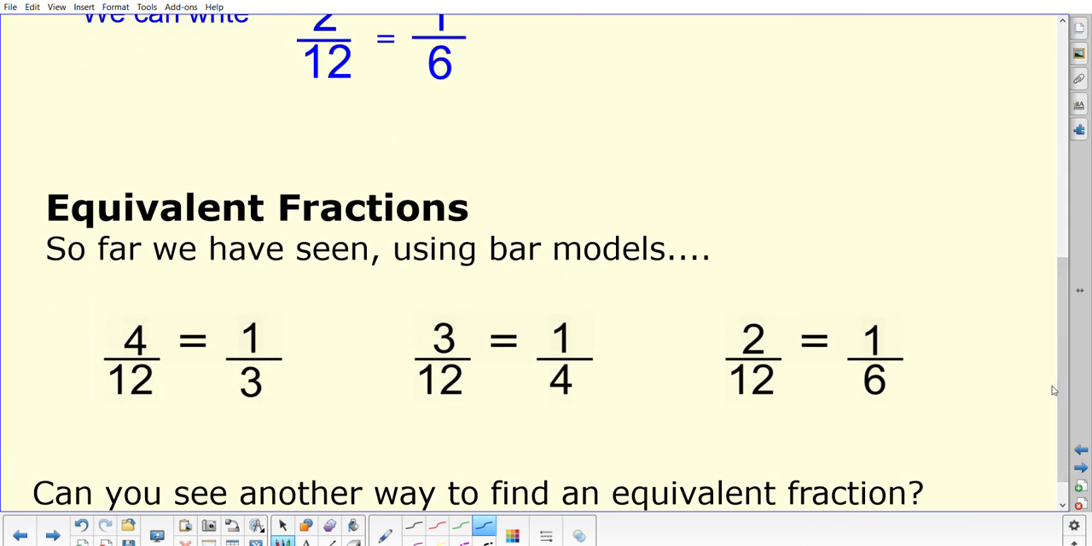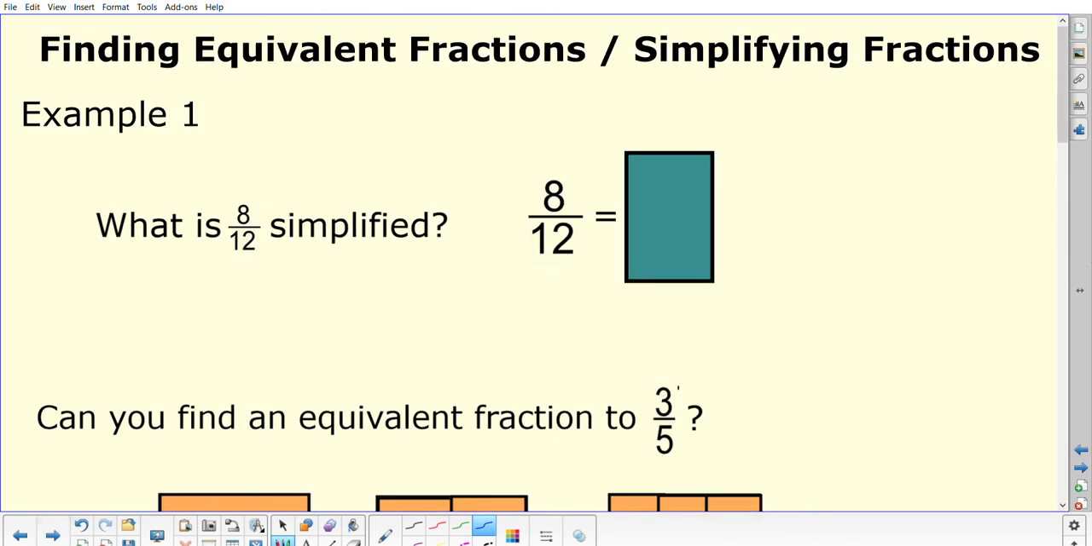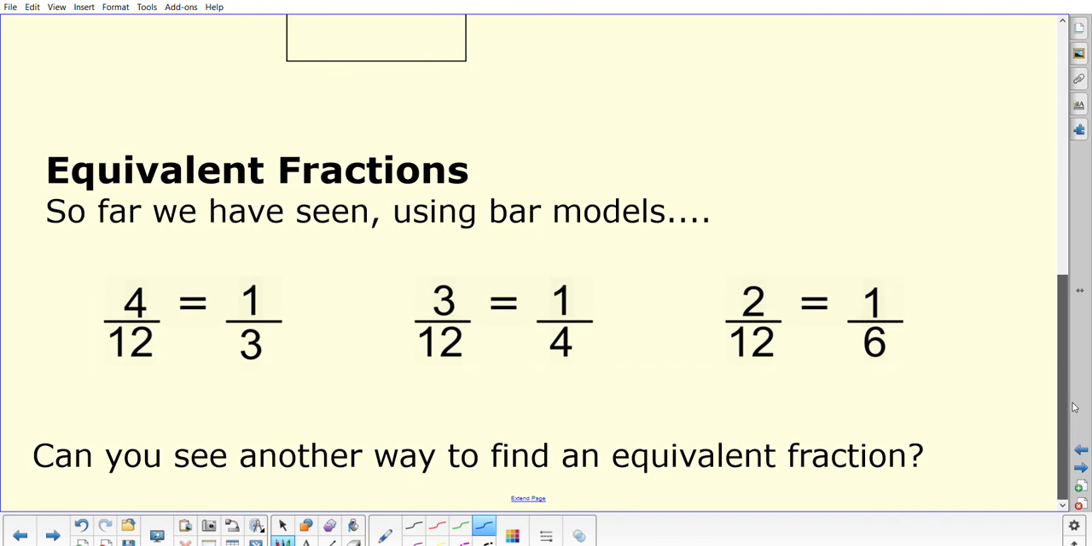So that gives us our equivalent fractions. So far we've seen 4/12 is the same as a third, 3/12 is the same as a quarter, and 2/12 is the same as 1/6. If we weren't trying to show you that visually, how else can we find our equivalent fractions? A term that will be used is this idea of simplifying the fraction. Going back to those examples, 4/12 equals 1/3, that's been simplified. 3/12 equals 1/4, that's been simplified, and 2/12 equals 1/6, that's also simplified.